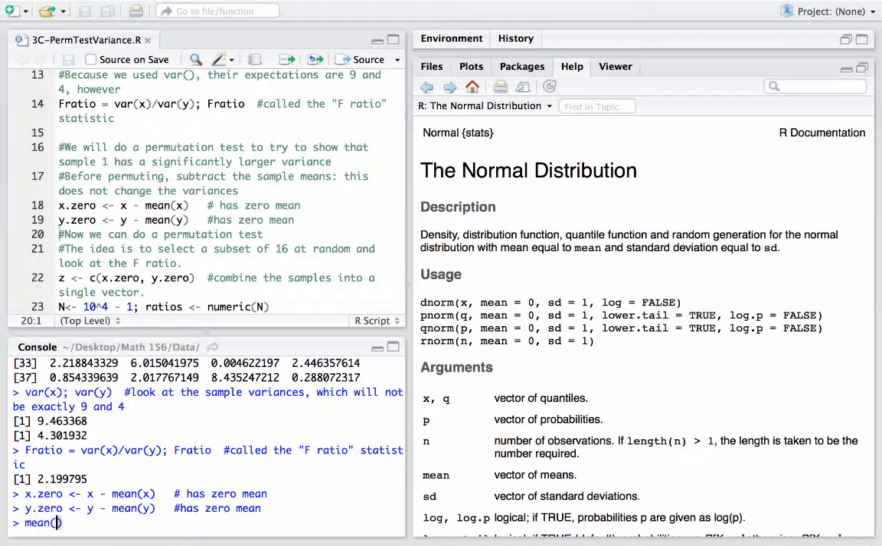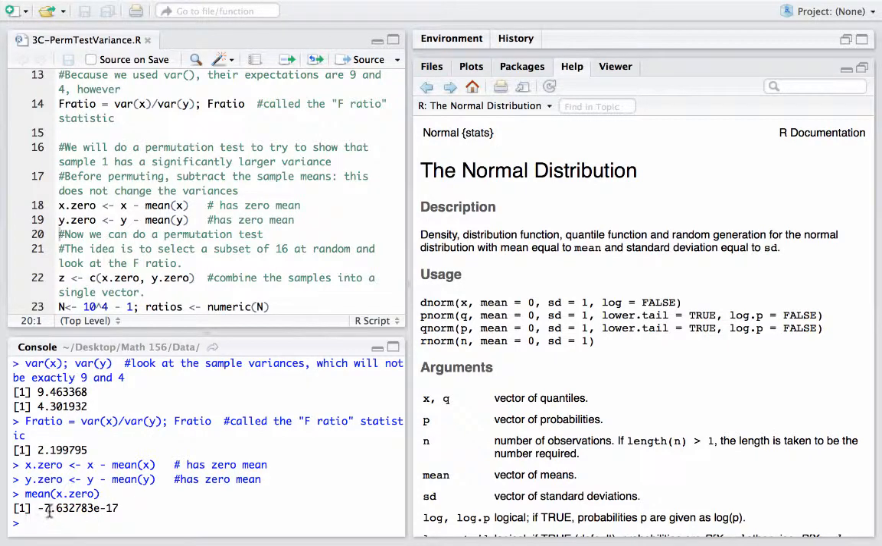Now let's just confirm that this is now centered at or very close to 0. So R says negative 7 times 10 to the negative 17. Not quite 0, but very, very close, and that's just the rounding error of the computer, basically.